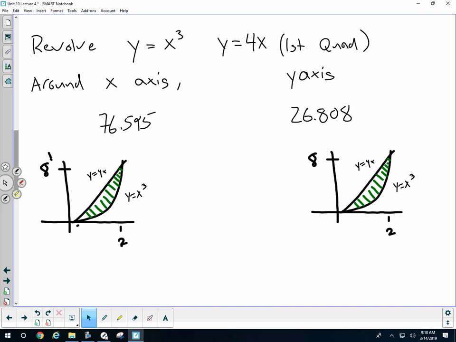I'm telling you that the intersection is 2,8. You are expected to know how to find that intersection. You will be given your calculator today, so you can just be lazy and just graph and second calc intersect. But you should be able to know that by solving, x cubed and 4x will intersect at 2,8.